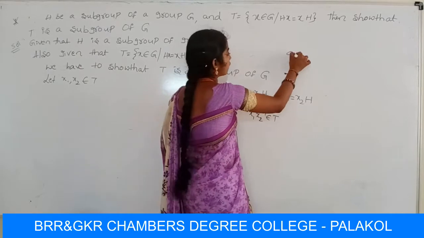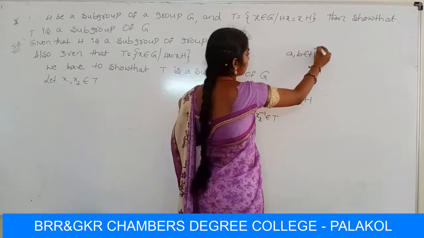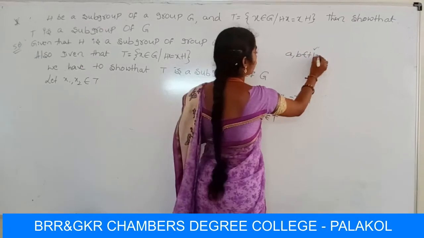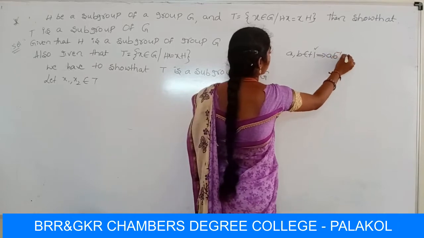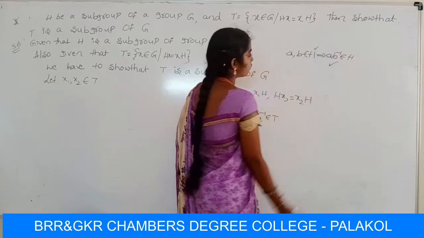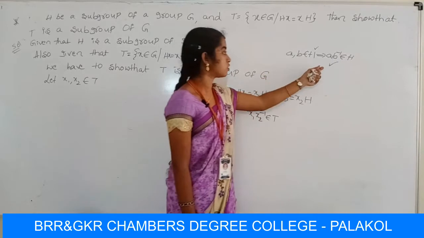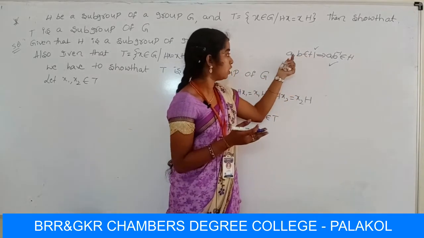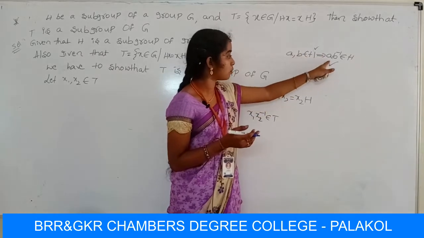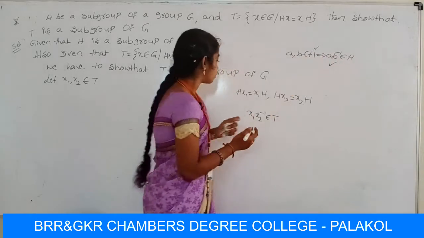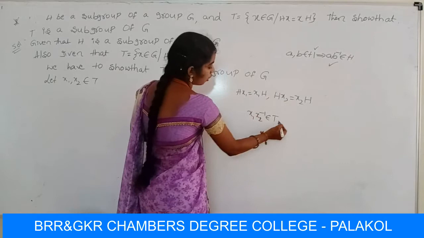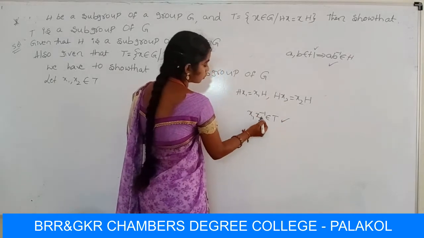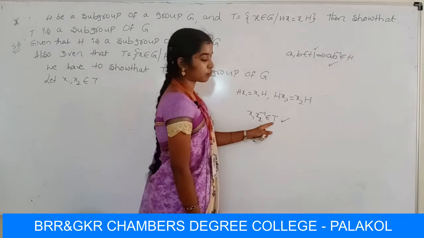So already you know that a, b belongs to H, H is a subgroup of Z. So we have to prove that a b inverse belongs to H. So a, b belongs to H, that implies, since H is a subgroup of Z, a b inverse belongs to H. So that means finally we have to prove x1 into x2 inverse belongs to T, so T is a subgroup of Z.